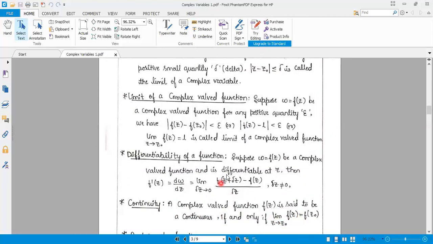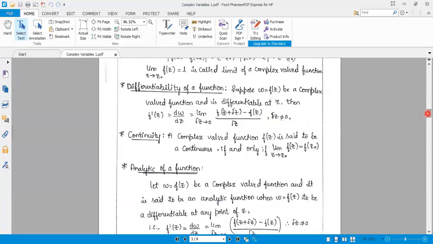Similarly, what is the differentiability of a function? A function is said to be differentiable at the point z naught if its derivative exists. That means f dash z, which equals dw by dz, equals the limit as delta z tends to 0 of f of z plus delta z minus f of z divided by delta z. Clear? Where delta z is very small.